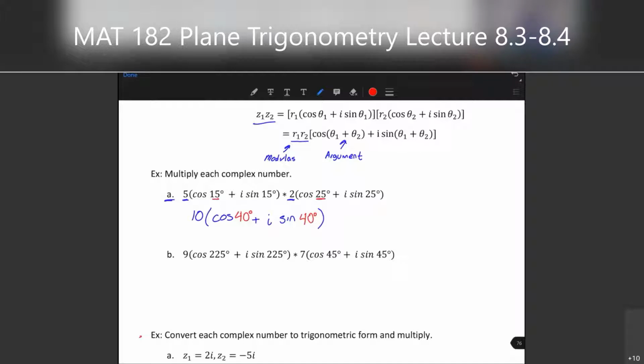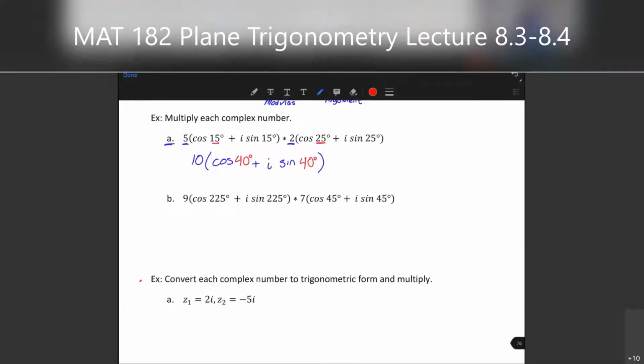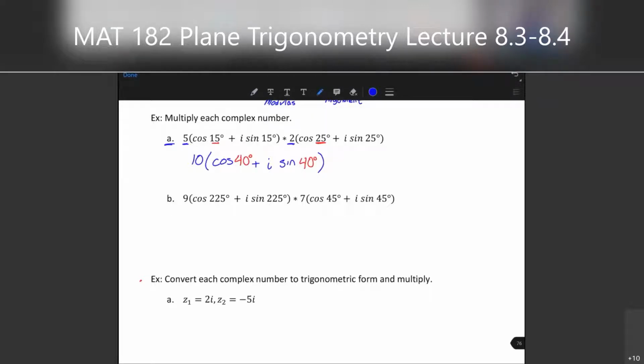No problem. Okay, so let's take a look at another one. Same multiplication here. What would be my modulus for our part B? We have a modulus of 9 and a modulus of 7. We want to multiply those two to get started. That would be 63. That would be correct.